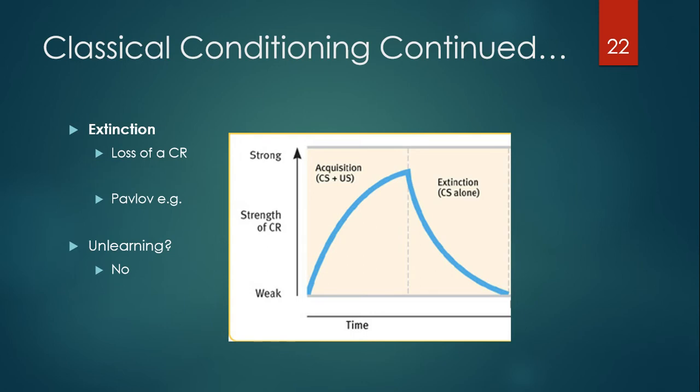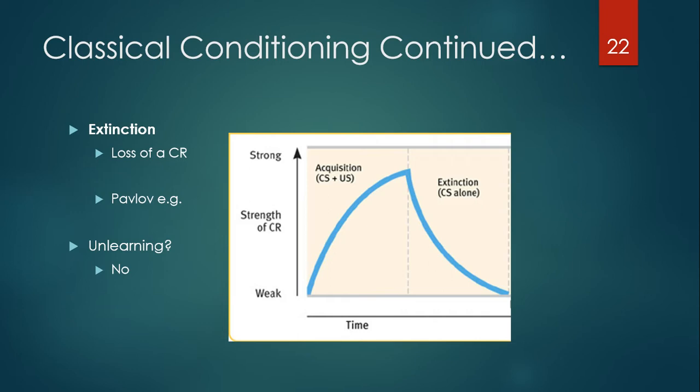All right. The next term that I want to cover here is extinction. This is one of those rare times when a term just kind of makes sense. Extinction is the loss of a conditioned response. So going back to Pavlov, we can use another example here. Let's say Pavlov has conditioned his dogs to drool whenever a bell is rung.